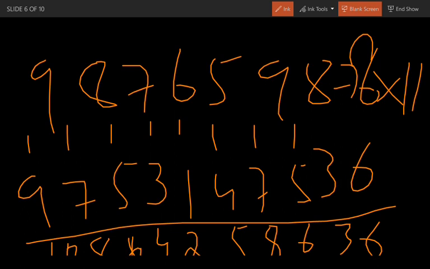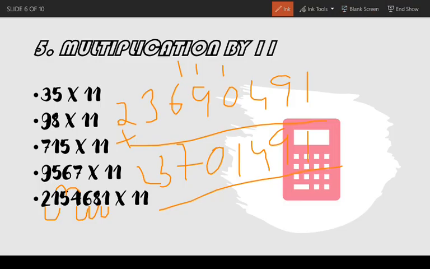So I think you understood how to solve these types of calculations with multiplication by 11. So it's just simple. You have to be fast in doing the addition. Okay, so multiplication by 11 is so simple. You just have to know the rule, that's it.